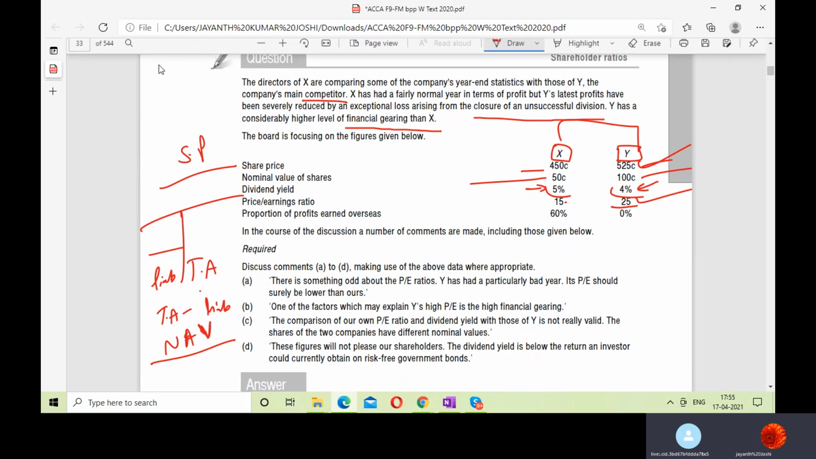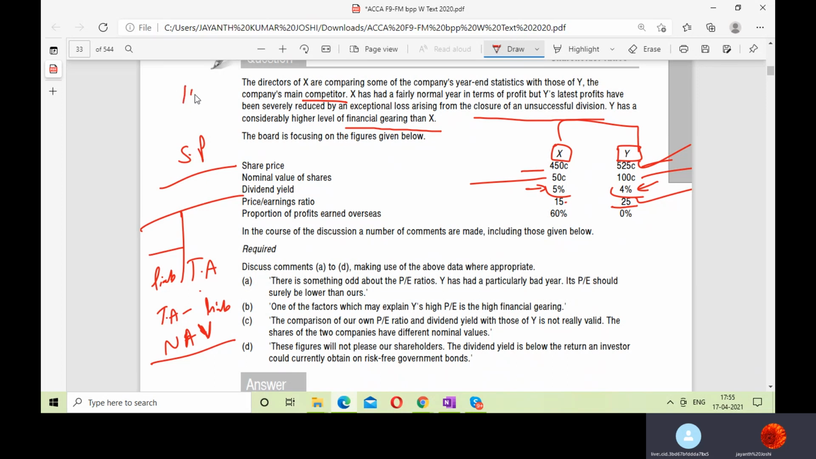See, if you buy a car, the car's cost is 10 lakhs. You pay 2 lakhs as down payment, and 8 lakhs is your debt. This is your equity, the net asset value: 10 lakhs minus 8 lakhs. Whatever it is, divided by the outstanding shares will give you the per share value. So that seems to be on the higher side for this company. The assets are highly valued in this company, maybe.